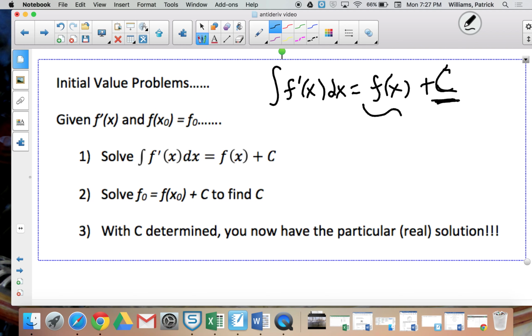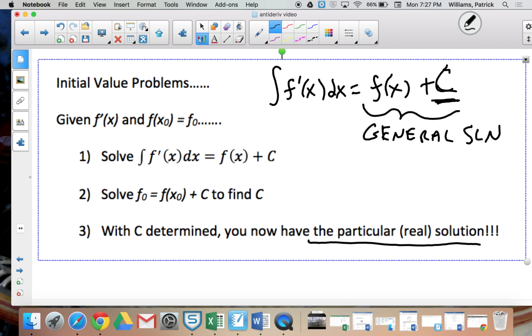This solution, if we leave c as it is, is called the general solution. And if we solve for that c, we get something called the particular solution, or I like to call it the real solution. We have no more unknowns in the function anymore. Remember how when we want to describe an equation of a line, we need a point and a slope? Well, if we want to find an equation of a function given a derivative, really what we need is not a slope, but a function of the slope, which is the derivative, and a point.